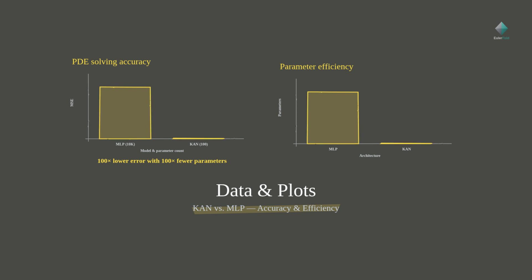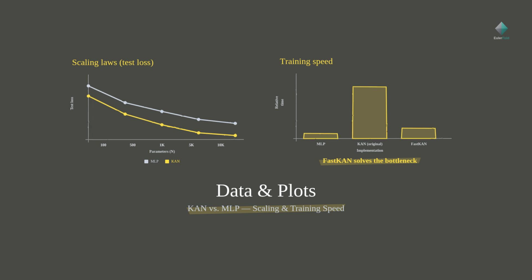Heat flow, fluid dynamics, wave propagation. They're notoriously hard to solve numerically. KAN achieves 100 times more accuracy on PDE solving compared to MLPs, using 100 times fewer parameters for the same level of performance. KAN's error drops as n to the power of -4 as you add parameters. MLPs is much shallower. KAN gets more efficient faster.